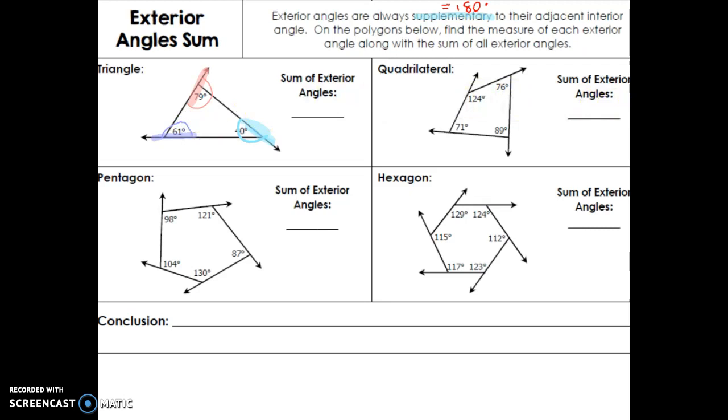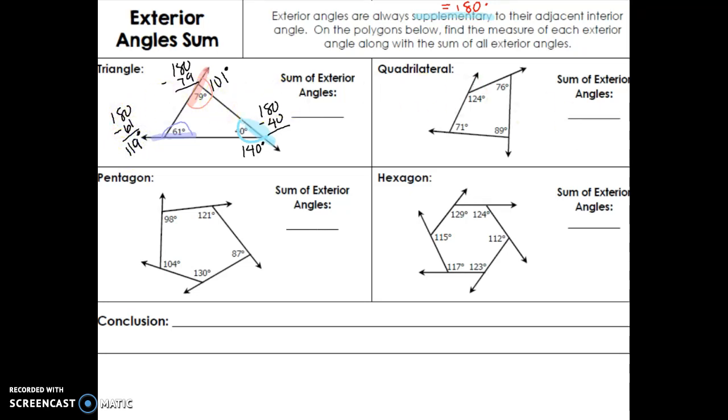So here, all we have to do is actually pretty simple. We subtract the other half from 180. If these two make up 180, we say 180 minus 79, and that ends up being 101 degrees. Do the same thing here: 180 minus 40 ends up being 140 degrees. And one more time, 180 minus 61 ends up being 119.